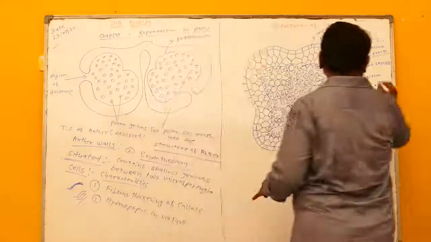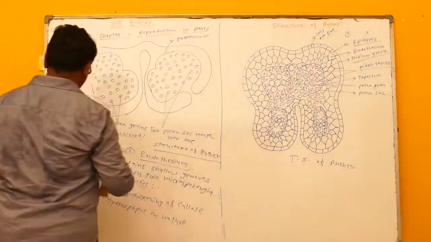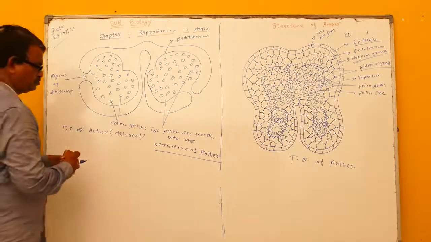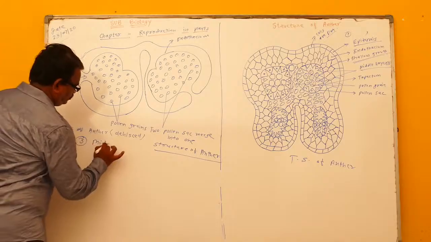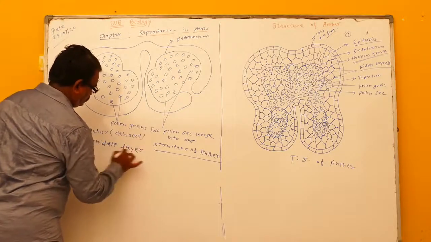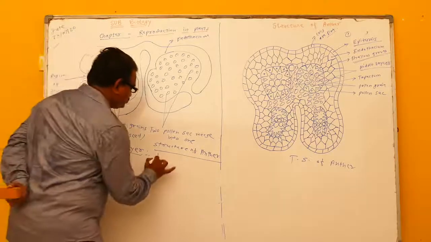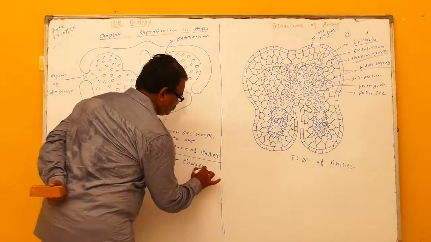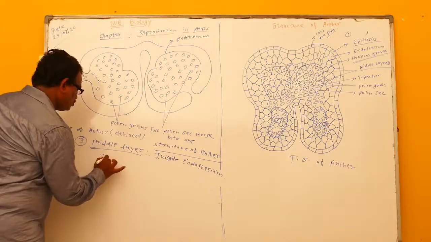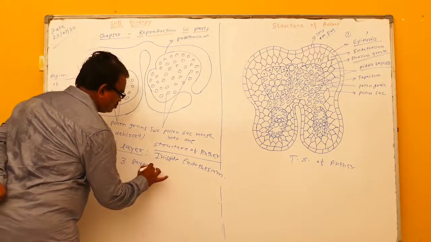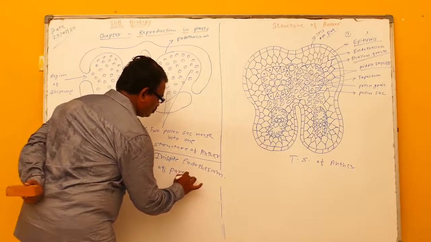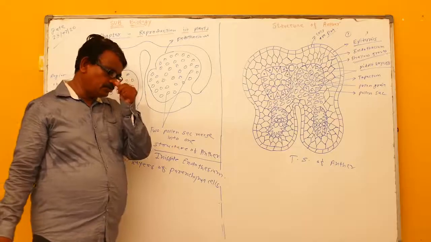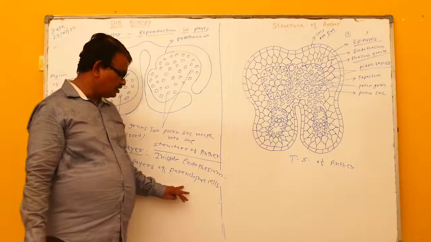After that, the middle layer. It is just inside the endothelium, and it contains one, two, three layers of parenchyma cells.